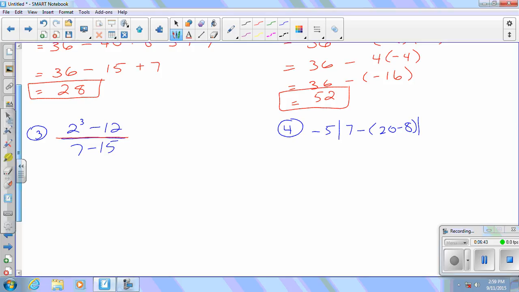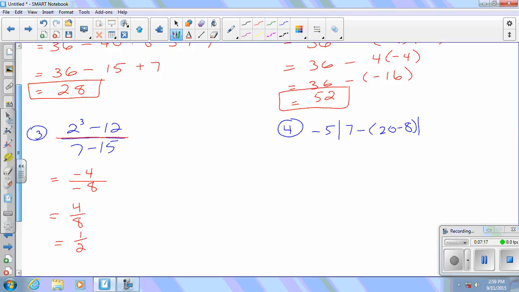So the numerator, I've got 2 cubed, which is 2 times 2 times 2, so that'll give me 8 minus 12. So that'll be -4. And in the denominator of that 7 minus 15, so that's a +7, subtracting 15, which will give me a -8. A negative divided by a negative is positive, and 4/8. So we could write it as 4/8, or we could divide numerator and denominator both by 4 and get 1/2.